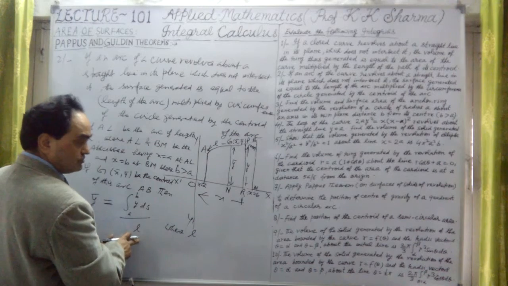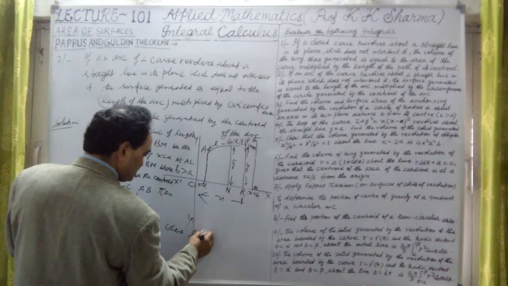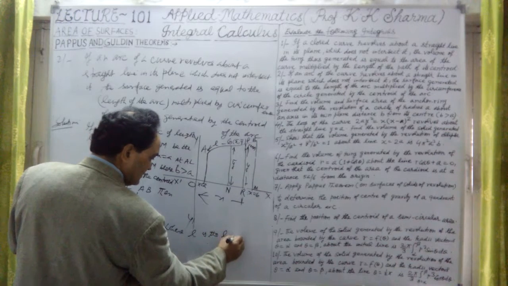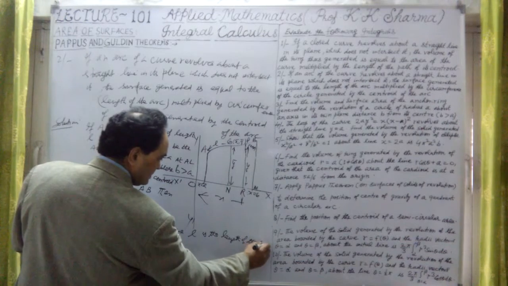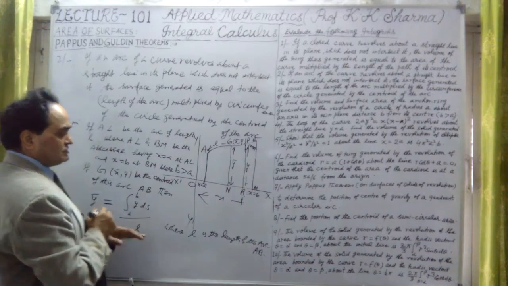Now here it is the length of the arc, in this case length of the arc L, where L is the length of the arc. This I have already written, L is the length of the arc AB. In this case, AB is the arc.